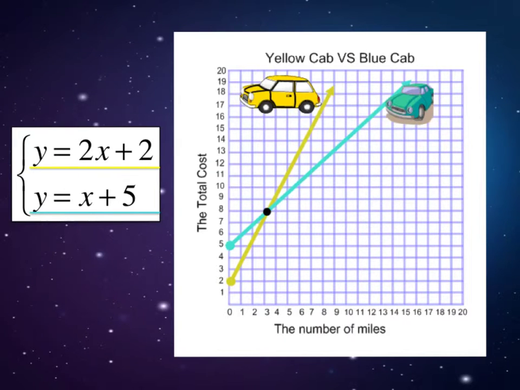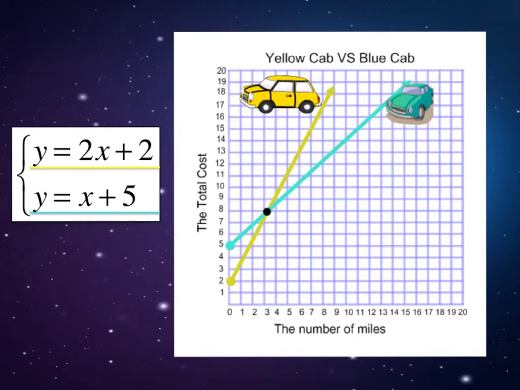So this is what it looks like when a system of equations is solved. Here on the left-hand side, I have two systems. One that's with a yellow bar underneath it, 2x plus 2. And then I have my second equation here, which has the blue line underneath it, which is y equals x plus 5. The yellow equation represents this yellow line, which also represents the yellow cab. And the blue equation represents this blue line, which is also represented by the blue cab.